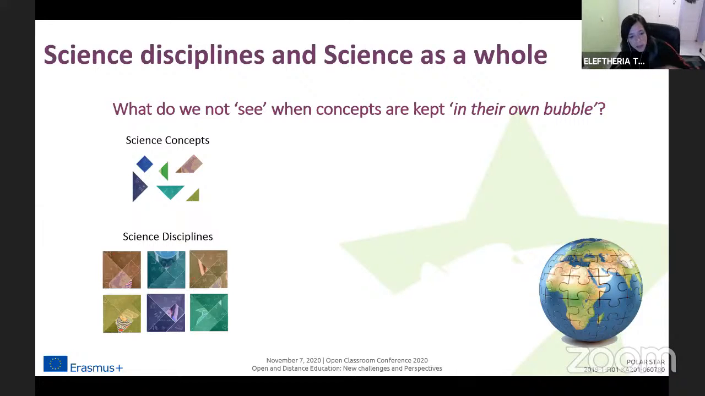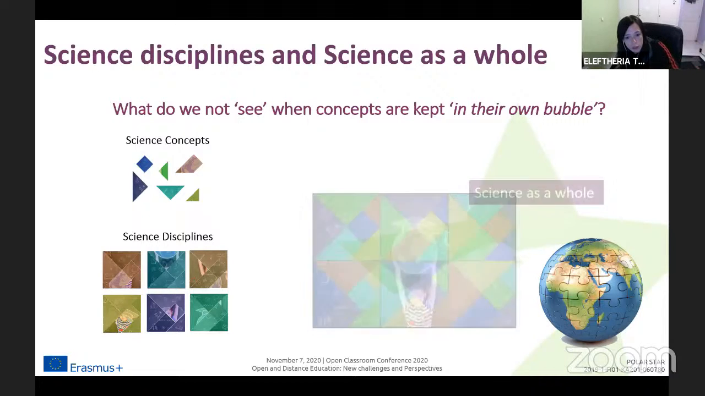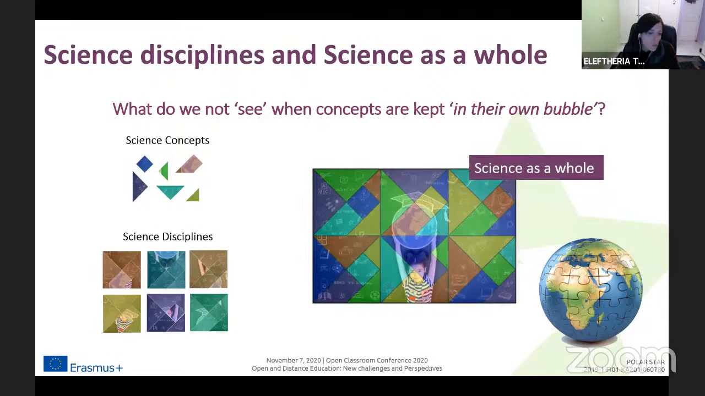If you take tans from all these different squares and you rearrange them, you put them all together in a different way, you can see something much more interesting. You can see a picture that tells you a lot more, and it's a multicolored picture. So this is the idea of science as a whole. We're not looking at science only through the science disciplines, but we're also trying to look at science as a whole.